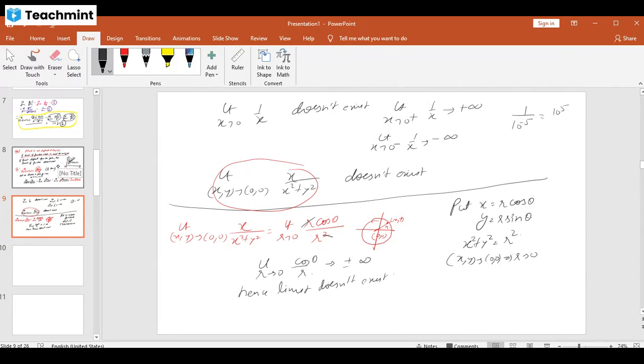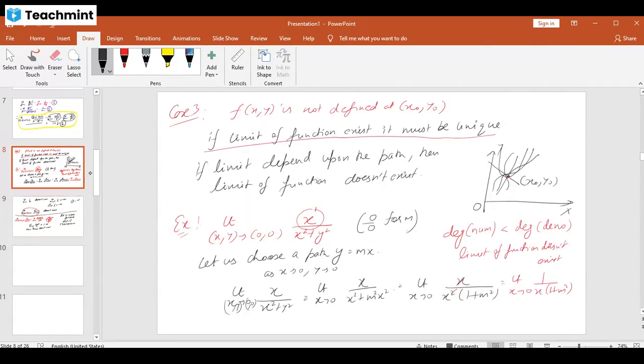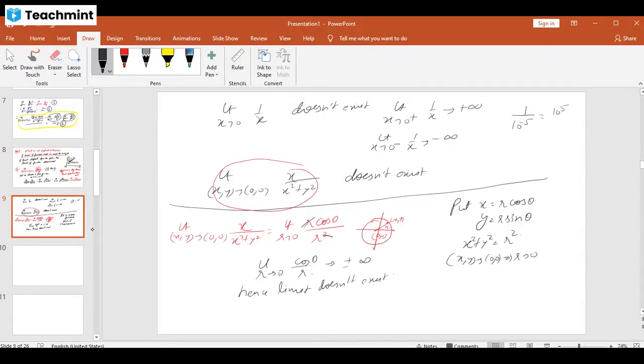Whenever I want to prove that the limit of the function does not exist, there are two ways. One is to identify a path where the limit of the function does not exist. Or, if we find that we have a factor x square plus y square, then preferably we can convert that problem into polar form, where we can check whether the limit of the function exists or not.